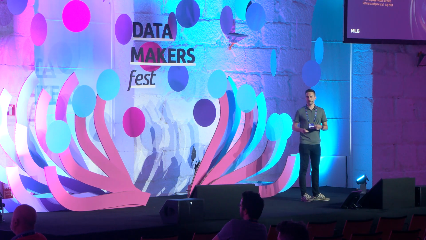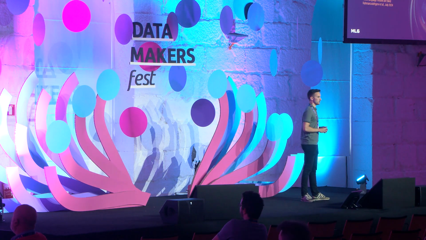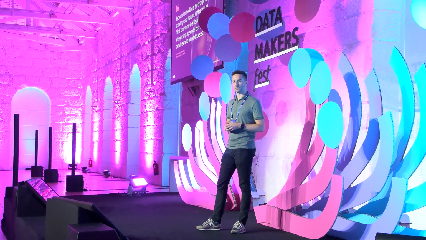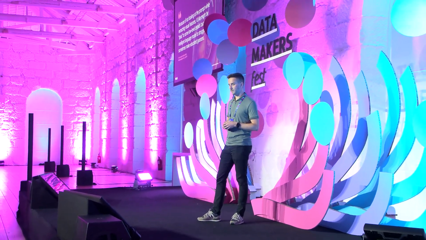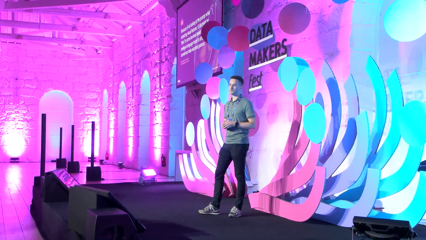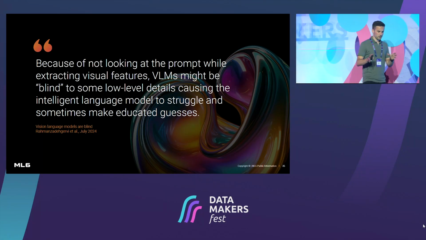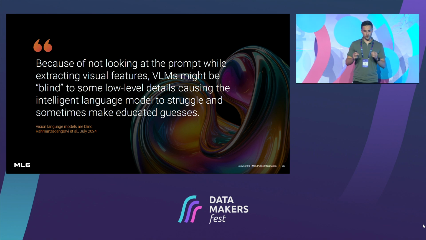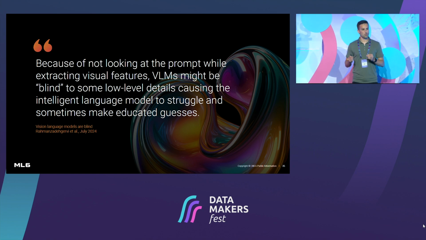And in the paper, they actually give a very good explanation as to why these things occur, why it struggles with these things. They say, because of not looking at the prompt while extracting visual features, VLMs might be blind to some low-level details, causing intelligent language models to struggle and sometimes make educated guesses. So let's look at that. The first part, because of not looking at the prompt while extracting visual features.